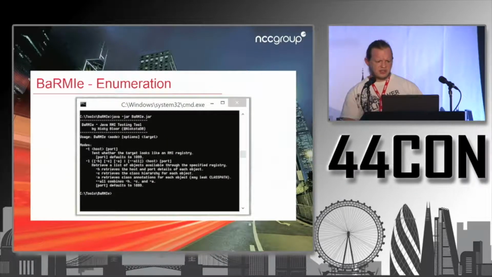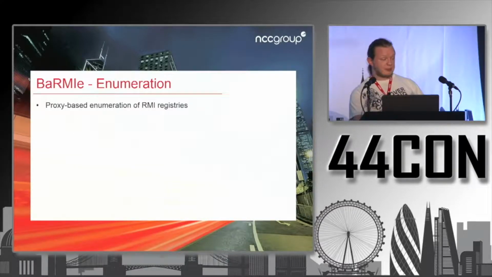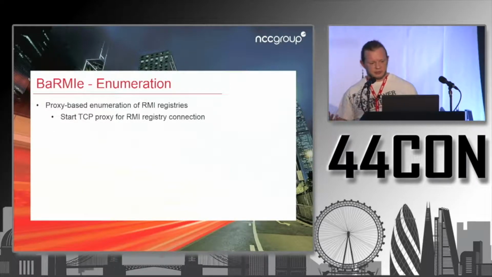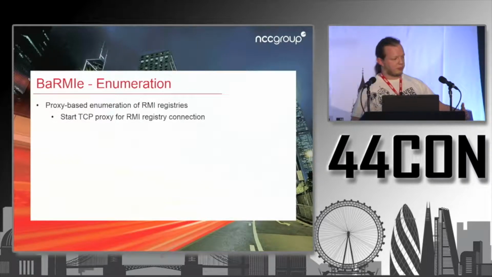And that work turned into a tool that I called BaRMIe. And originally, it was just doing enumeration. And this was to support me doing a bit of research into what's out there. BaRMIe does proxy-based enumeration of RMI registries. So we start a server socket that listens locally, and instead of creating an RMI registry object that points at the actual target, we point it at this local server socket, which then directly connects onto the target. The traffic for that connection then passes through our proxy, and we can see what's going back and forth.